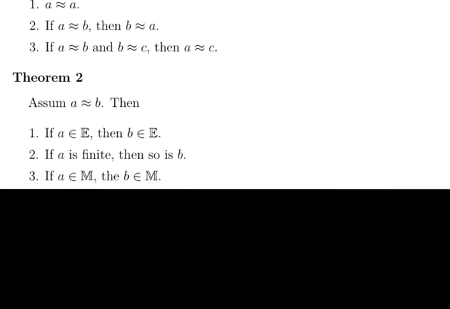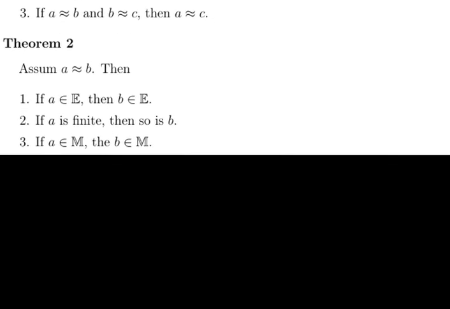Some other facts about infinitely close. If A is infinitely close to B, then if A is an infinitesimal, B must also be an infinitesimal. If A is finite, then so is B, and if A is infinite, so is B. Right? So this infinitely close preserves the categories that we talked about in the last section.